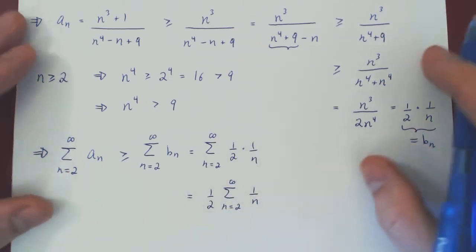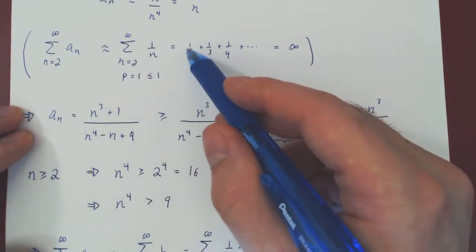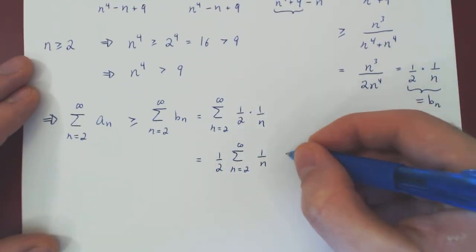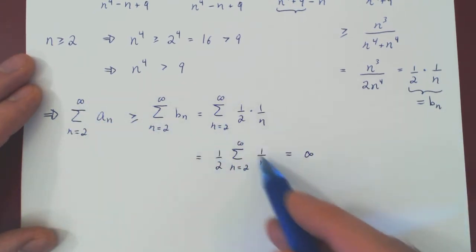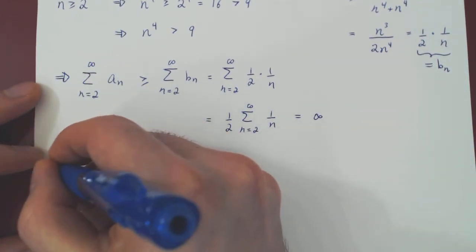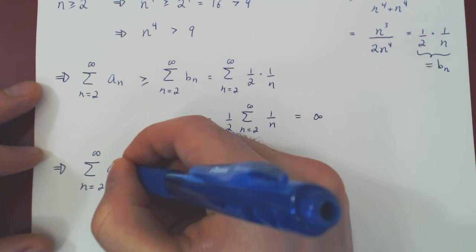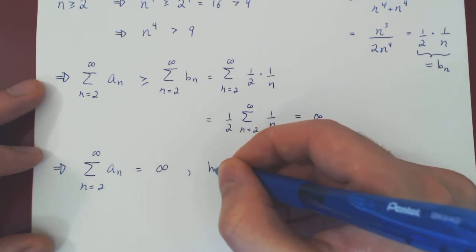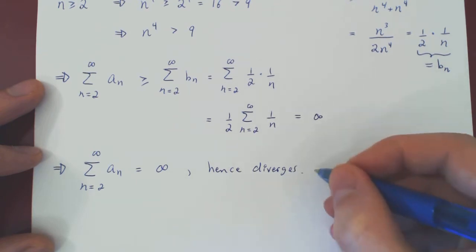But we've already discussed this previously in our intuition. If you're summing from 2 to infinity 1 over n, this is a divergent p-series, therefore it blows up to infinity. So this is 1/2 times infinity, which of course is infinity. So now look at this. The initial series is at least as big as infinity. Well, the only option is that this series is infinite as well. If a series is infinite, of course it diverges, by the comparison test.